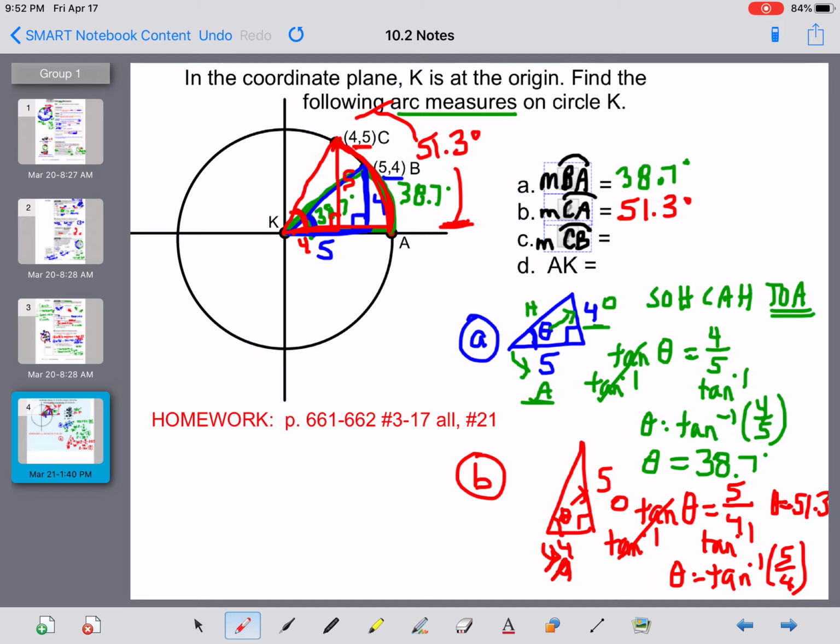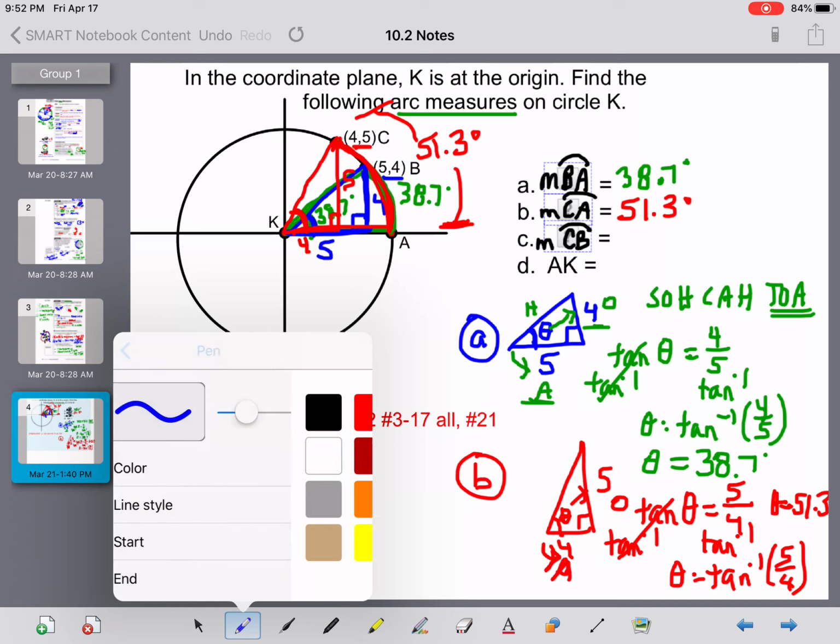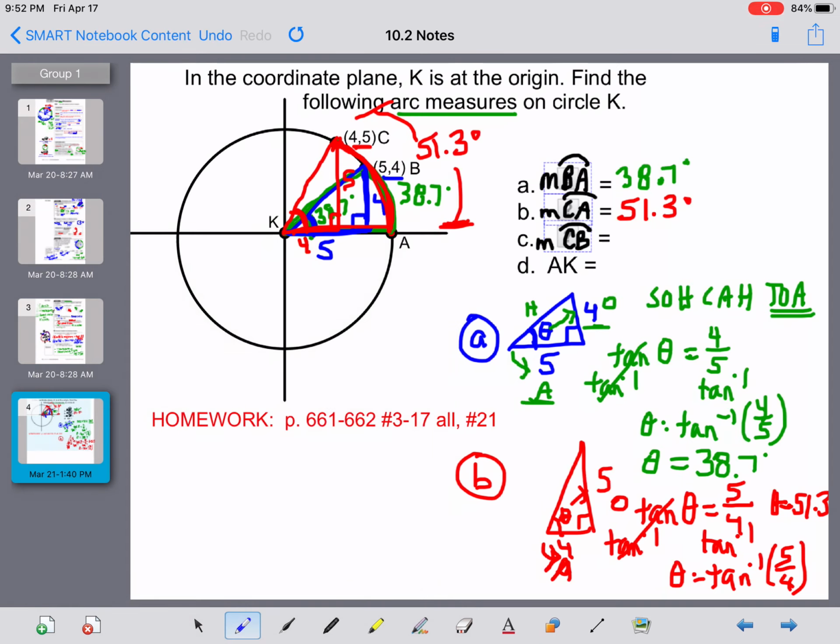All right. Moving on to arc CB. C's up here, B's here. This is a very short arc. It does not use that x-axis down there. We can't draw a nice right triangle because it doesn't go all the way to the bottom, so we can't go across and up like we did on the other two.